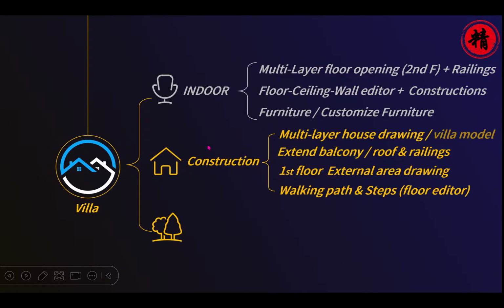First, we still need to focus on the construction. That construction is not included with the multi-layer house or drawings. Of course, you can use the villa model, as we just talked about. You can also use, for example, the extended balcony or the extended area to draw out some of the elements. And don't forget the railings. Then for the first floor, we can still use the external area drawing to control them. Today you will see we can draw not only on the first level, but also on other levels.